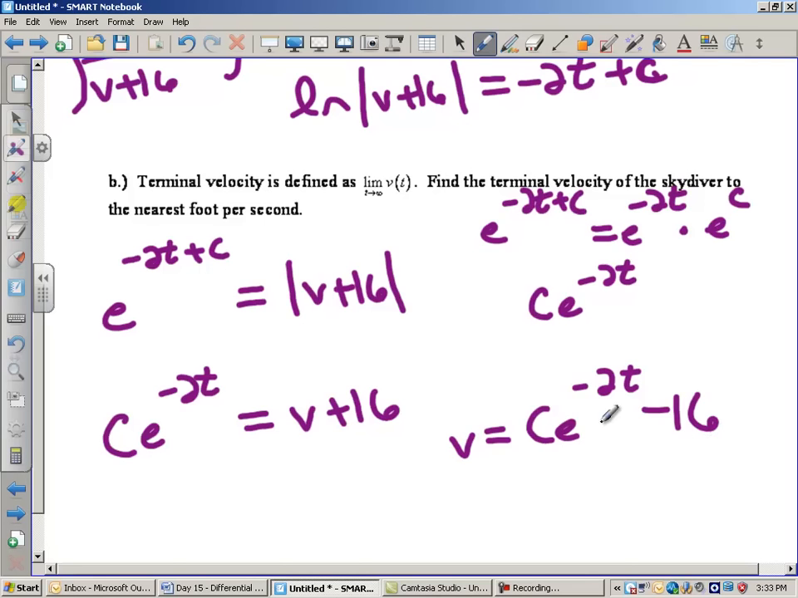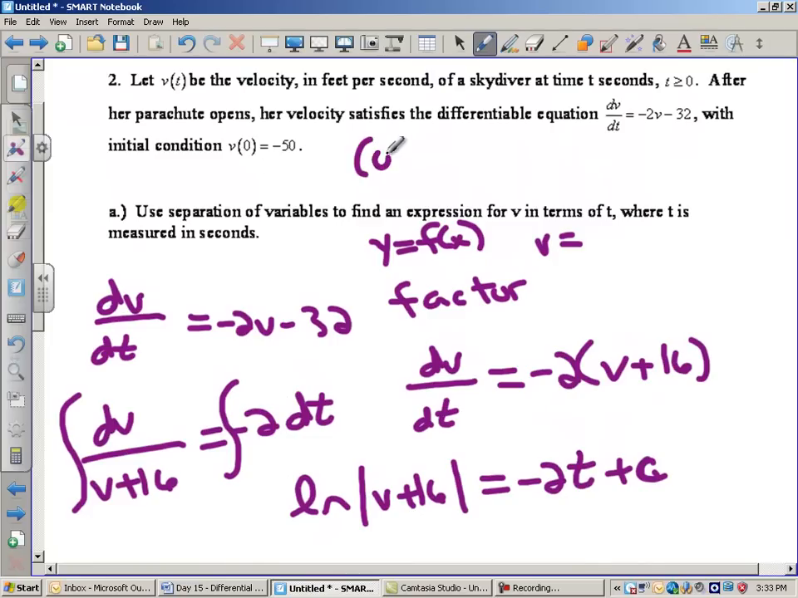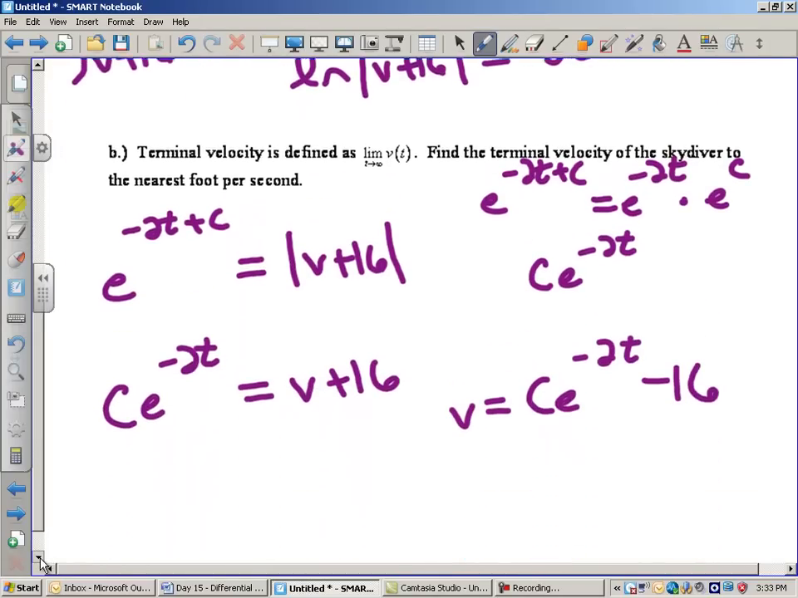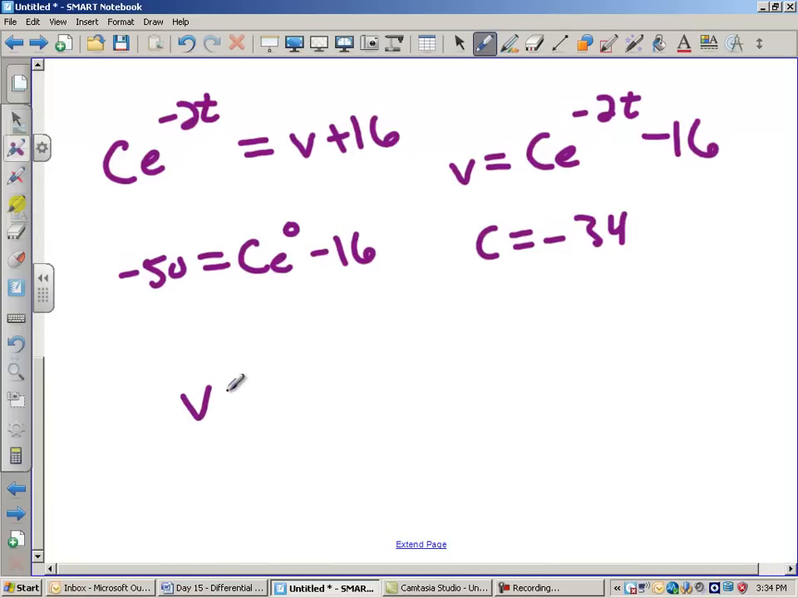Okay, so here we go. At this point I'm going to plug in my initial condition. My initial condition was 0, negative 50. So negative 50 for my v and 0 for my t. So negative 50 equals c times e to the 0 minus 16. Of course, e to the 0 is just 1, so I'm going to get that c equals negative 34, because adding 16 to both sides, and I finally have my answer. v equals negative 34 e to the negative 2t power minus 16.